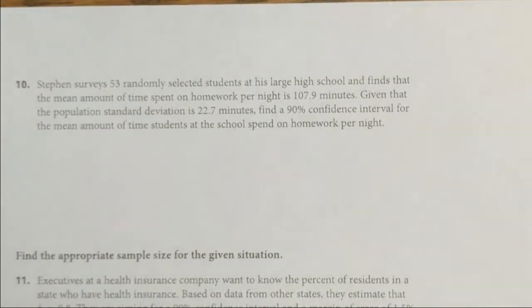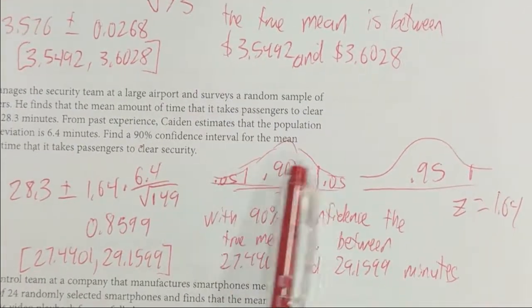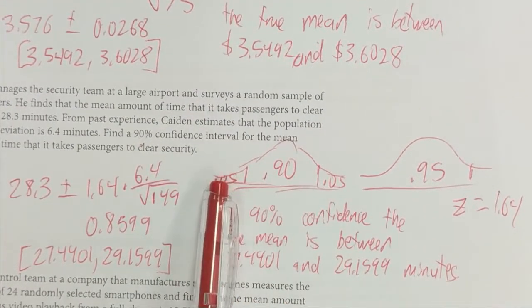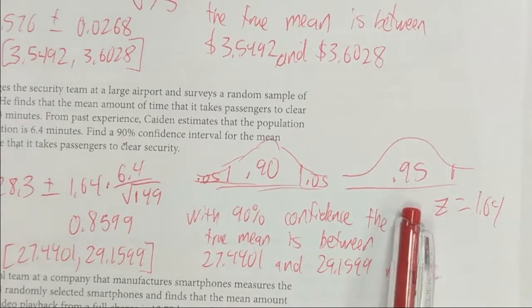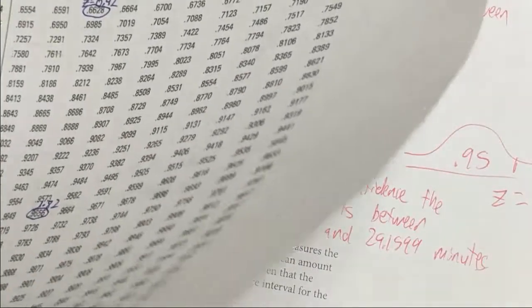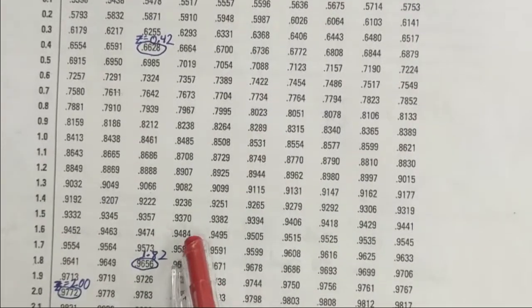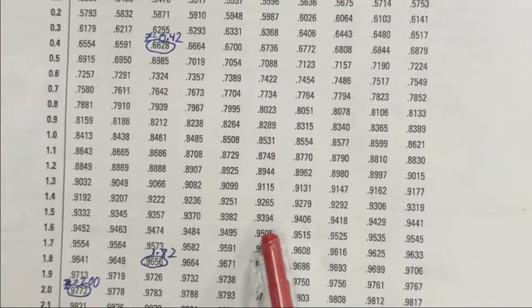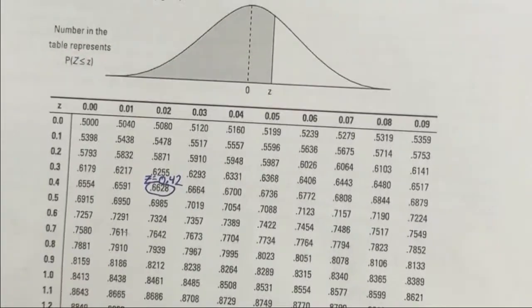Okay, so we're looking for a 90% confidence interval again, same thing as problem 8. 90% in the middle means there's a tail of 0.05 on the left. So we look up 0.95 on our z-table, and then we get the appropriate z-score. 0.95, again, was halfway between, so we just used 1.64.